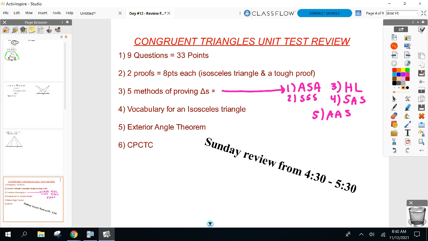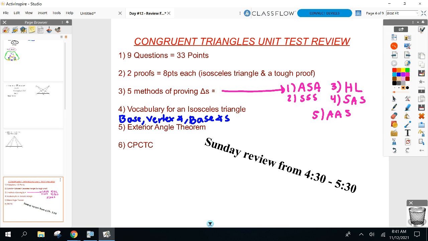Vocabulary for an isosceles triangle. I may use these words: base, vertex angle, base angles. Make sure we know what I'm talking about, okay? Because I am not going to say, oh, the 2 congruent angles. I'm going to say the base angles instead on Monday.